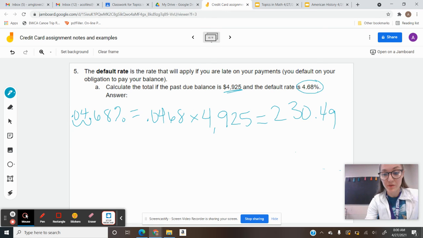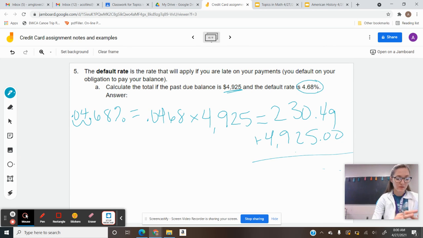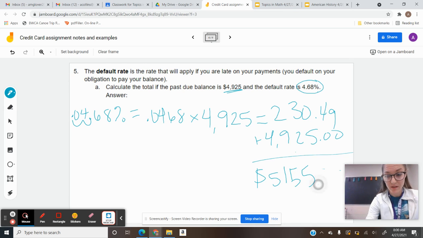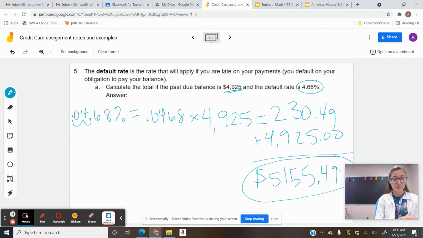We need to add that to our original balance to figure out how much that is total. And when we do that, we get $5,155.49. So that's how much total that credit card bill would be.